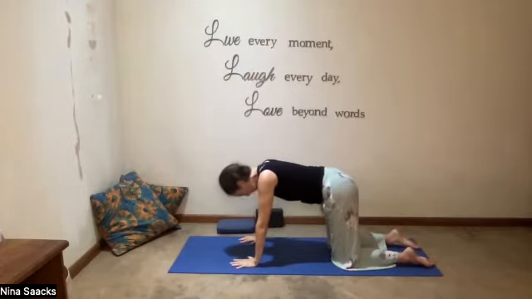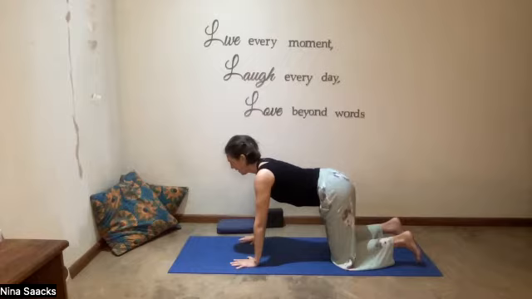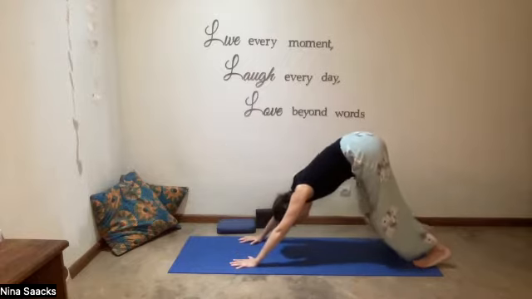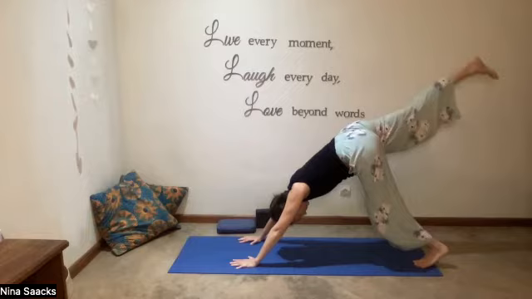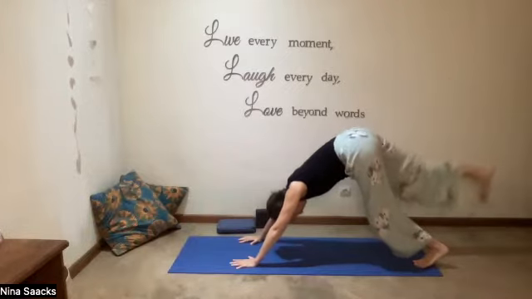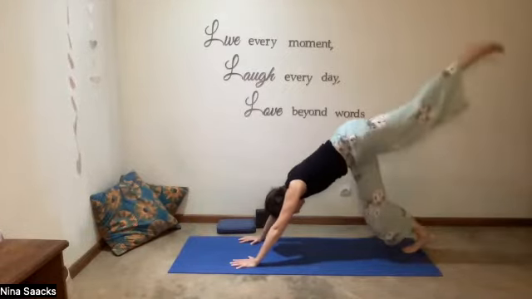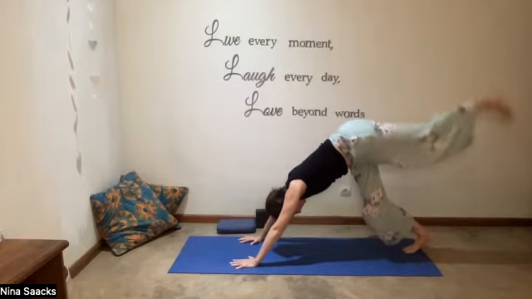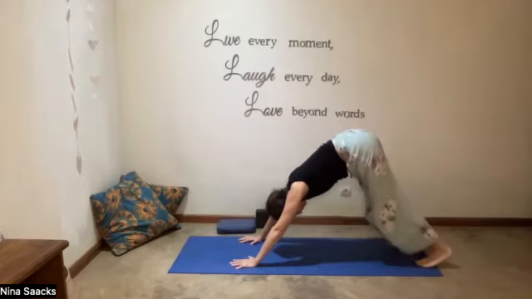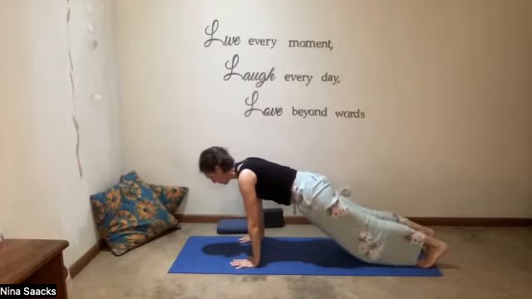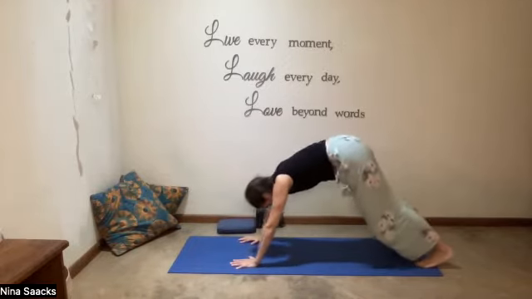Inhale as you round. Exhale down facing up. Stay in your dog. Inhale with your right leg. Exhale, lower the leg. Inhale with your left leg. Exhale, lower the leg. Inhale, come into your plank, nice strong strengthening position. Exhaling down and facing dog.